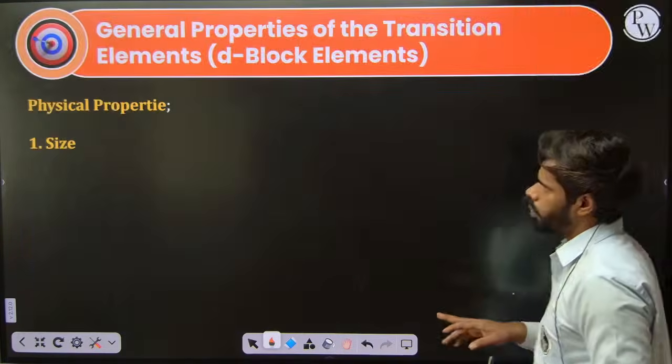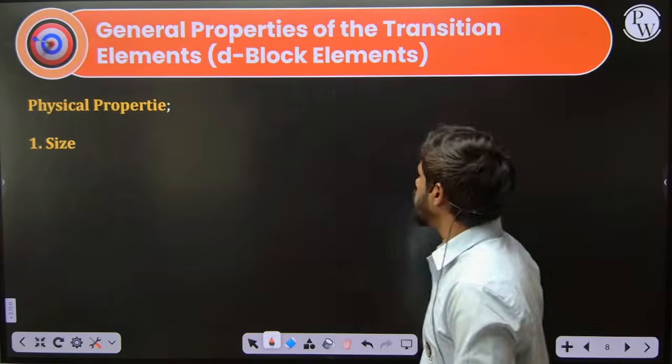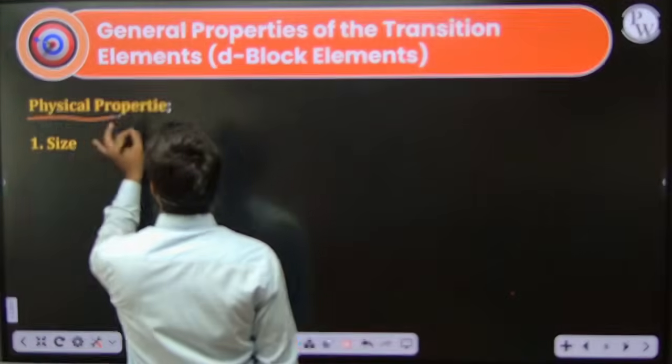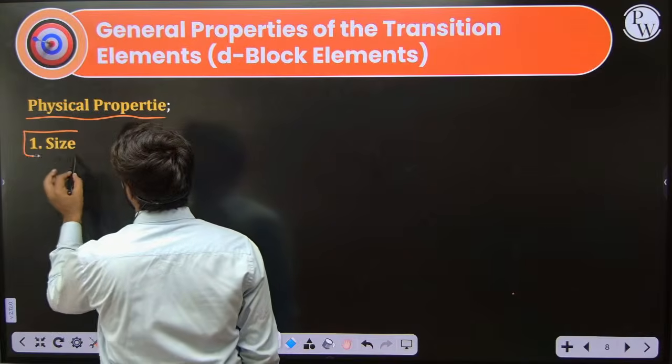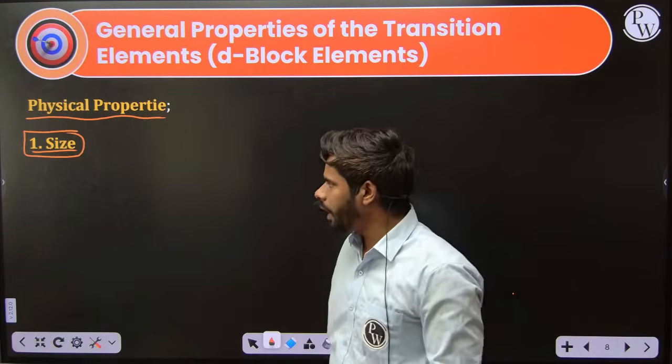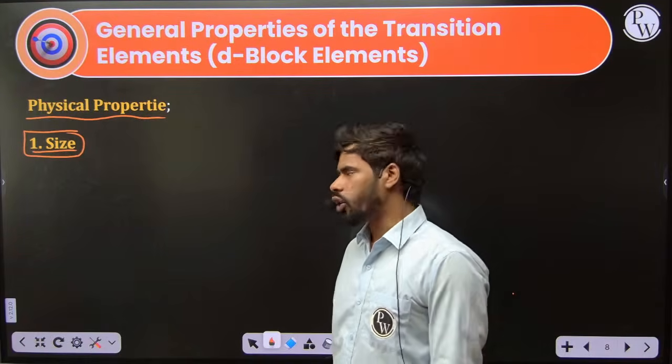Next is the general properties of the transition elements. So what are the general properties that we can say? Starting with the physical properties, first is the size of atoms, which can be metallic size or atomic size.